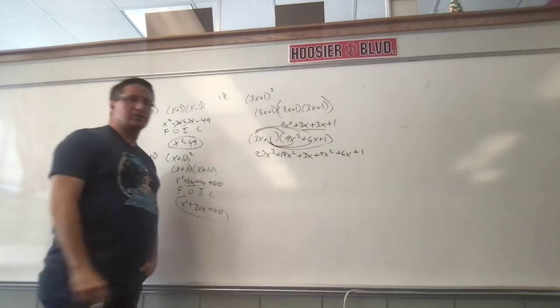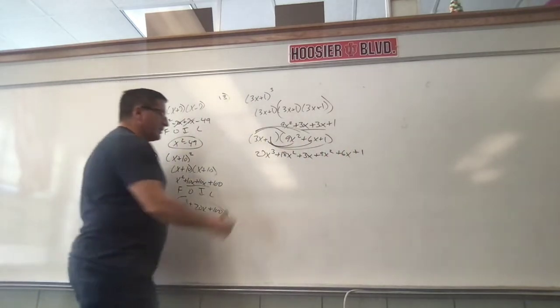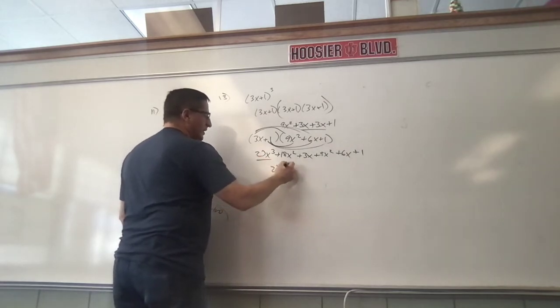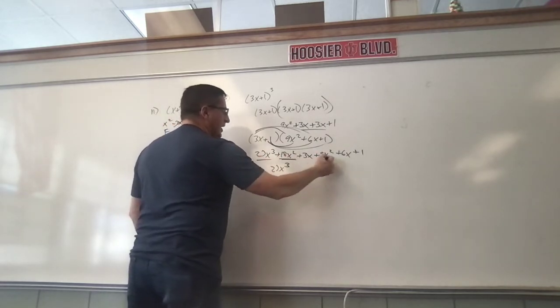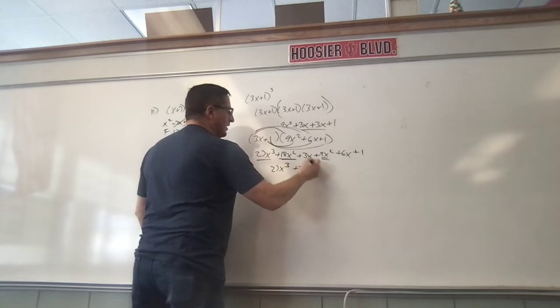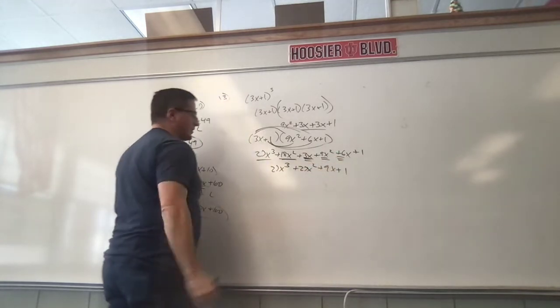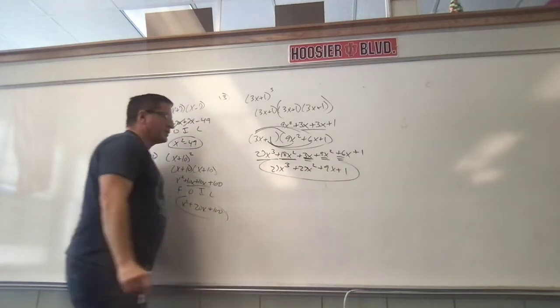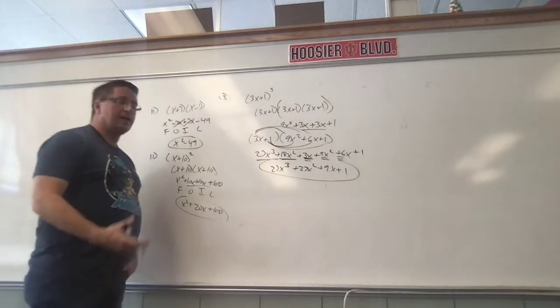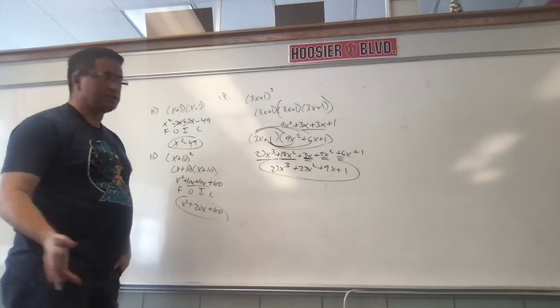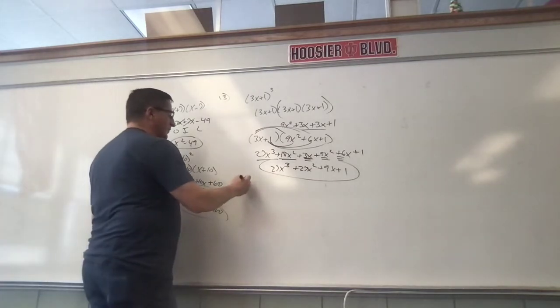Don't add them. Sometimes students will put 2 there at the end. There are no like terms for 27x to the third, but I can put together 18x squared and 9x squared. That's 27x squared. And also put together 3x and 6x, and that's 9x, plus 1. So our answer is 27x to the third plus 27x squared plus 9x plus 1. If you use Pascal's triangle correctly, you get the same answer. Your work will look different, but you get the same answer.